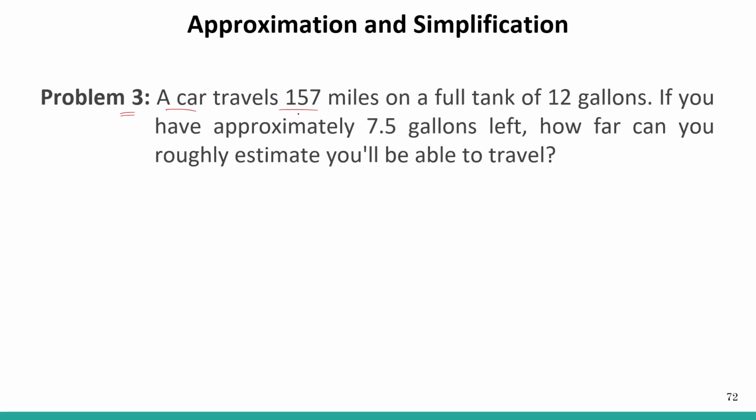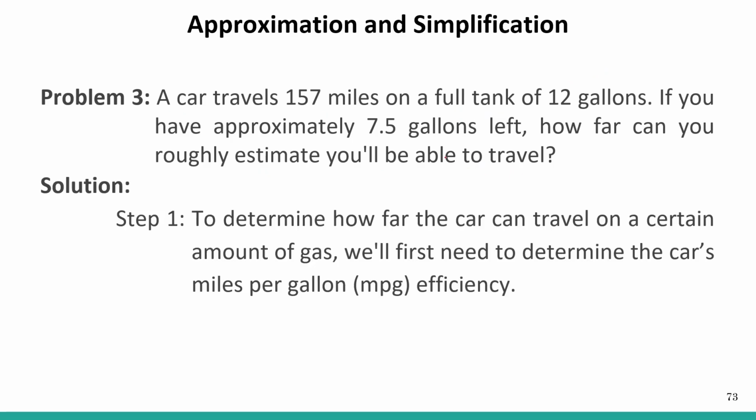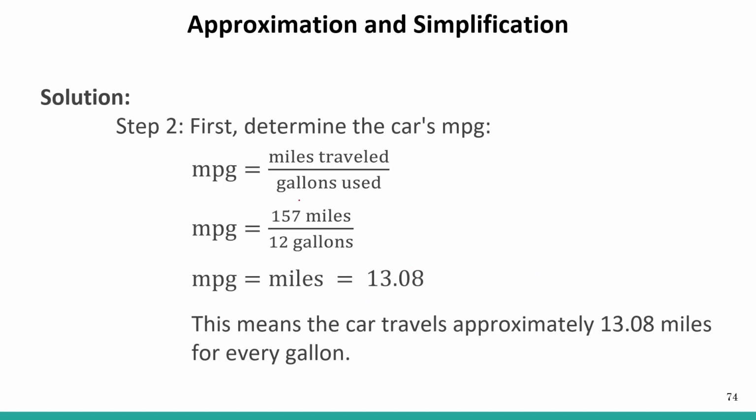A car travels 157 miles on a full tank of 12 gallons. If you have approximately 7.5 gallons left, how far can you roughly estimate you will be able to travel? To determine how far the car can travel on a certain amount of gas, we first need to determine the car's miles per gallon efficiency. Step 2: first determine the car's MPG, miles traveled divided by gallons used. That is 157 by 12, so per gallon it can travel 13.08 miles.